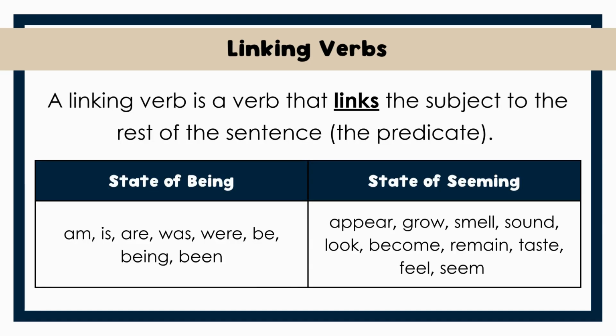We also have linking verbs. Linking verbs are verbs that link the subject to the rest of the sentence without showing a specific action. We have 2 types of linking verbs, state of being and state of seeming. Our state of being verbs are am, is, are, was, were, be, being, and been. Our state of seeming verbs are appear, grow, smell, sound, look, become, remain, taste, feel, and seem.